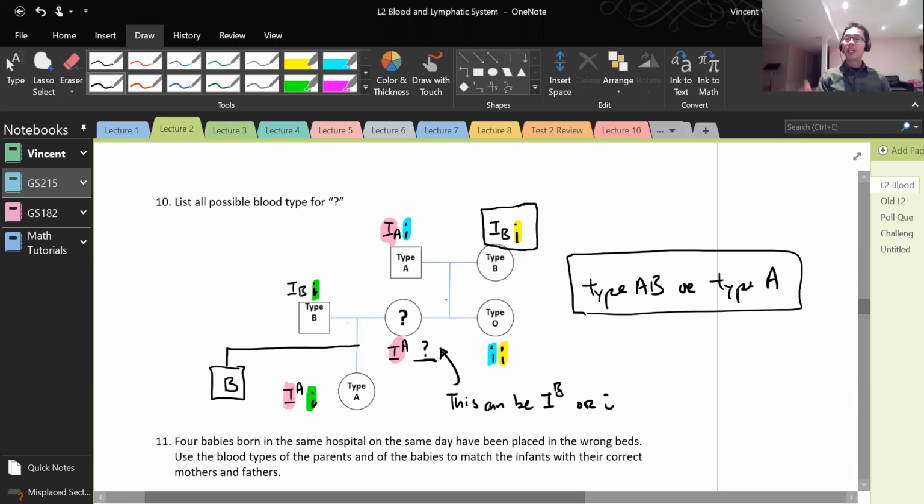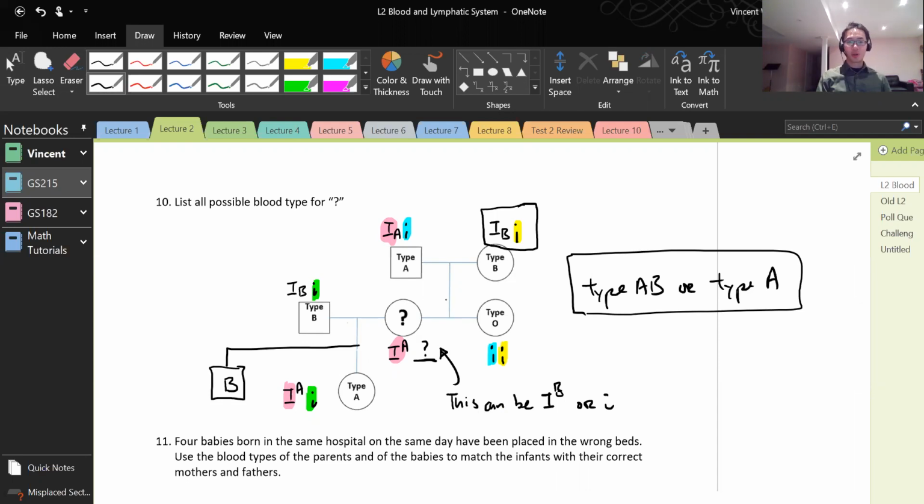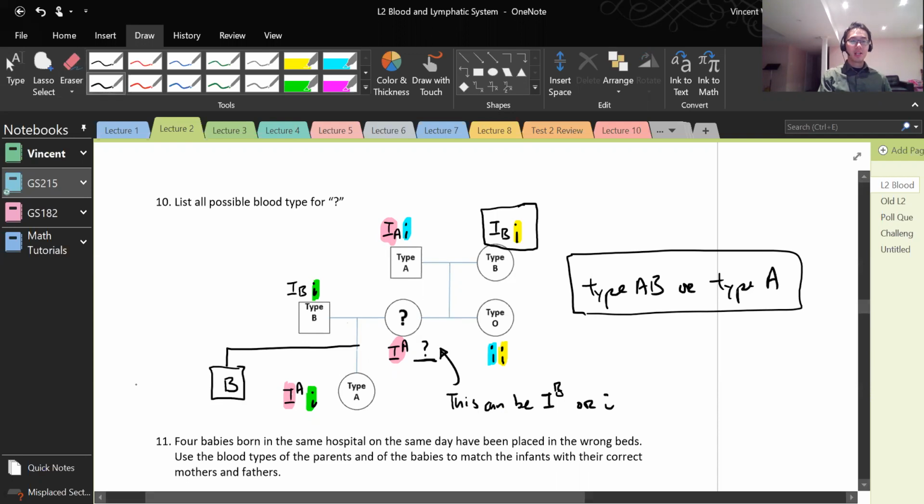Okay. The answer is no, we still don't know. So type B could be IB or IB small i. Let's say it's IB, right? Then we don't know which one it is. This kid could have gotten the IB from the father, and then they could have gotten the IB from the mother if she was AB.